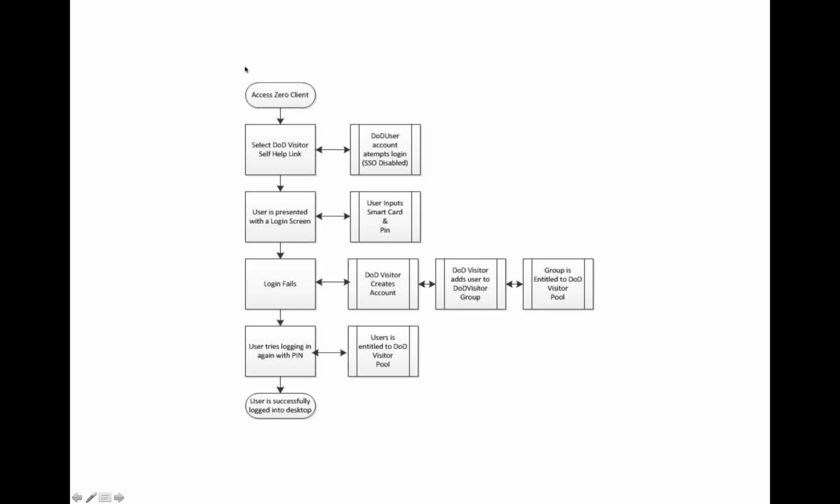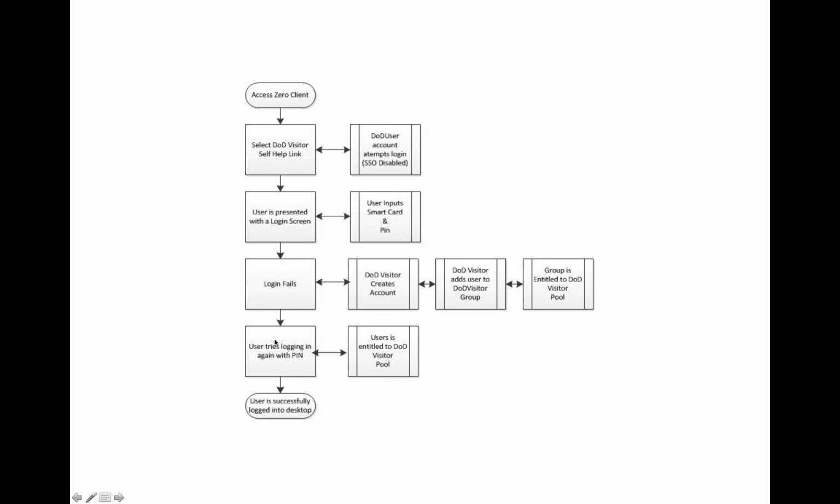Let's review a quick process flow. First, the user accesses the zero client. They select the DoD Visitor self-help link, which the DoD user service account will attempt a single sign-on, but because it's disabled, it'll just simply present the user with a login screen. At that point, the user inputs their smart card and PIN, the login will fail, the DoD Visitor program creates the account, assigns it to the necessary security groups, and ultimately is entitled to the DoD Visitor view pool. And then the user will try to log in again. Because the user is entitled to the DoD Visitor pool now, the user will successfully log in.